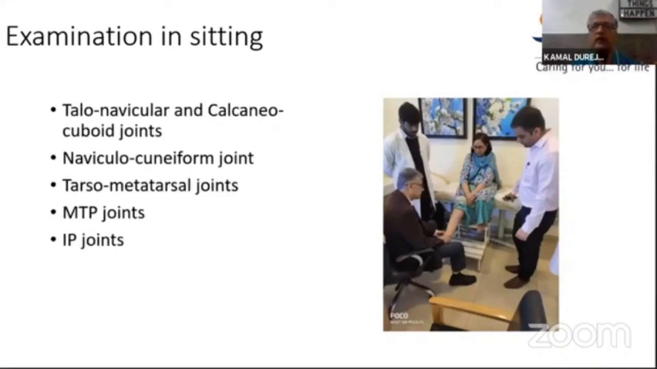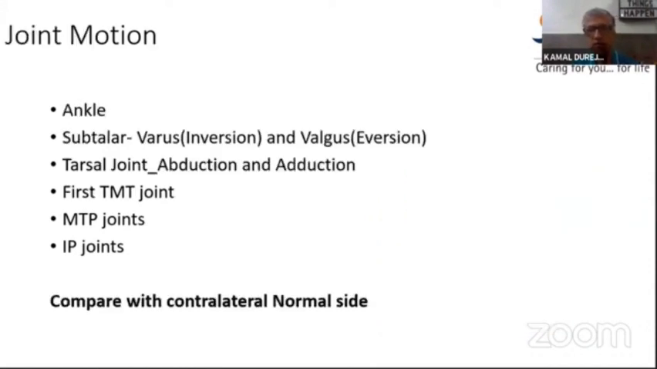And then you start examining beyond the ankle, feeling all these joints one by one: your talonavicular joint, calcaneocuboid joint, navicular cuneiform, tarsometatarsal joints. Palpate each tarsometatarsal joint to elicit tenderness. Palpate the MTP joints, the metatarsals, and the interphalangeal joints for any tenderness, for any other issues.